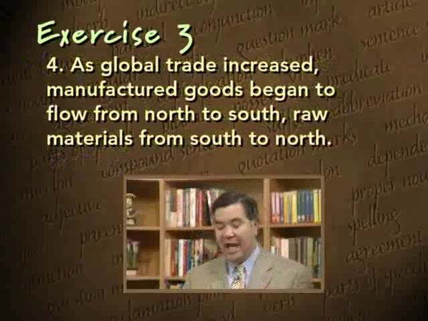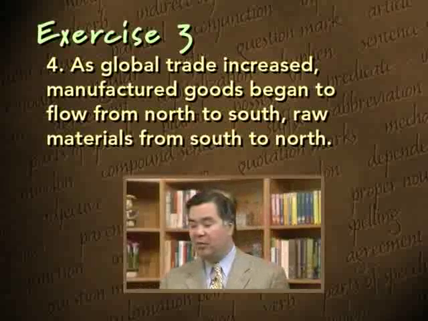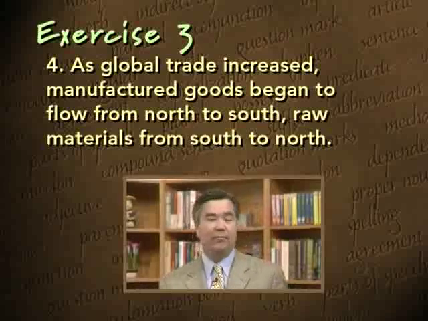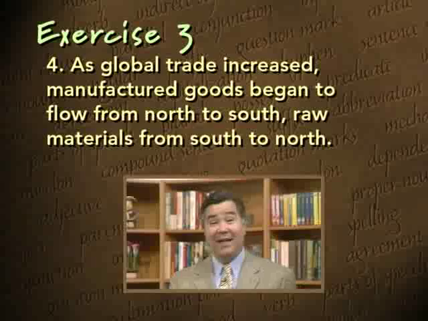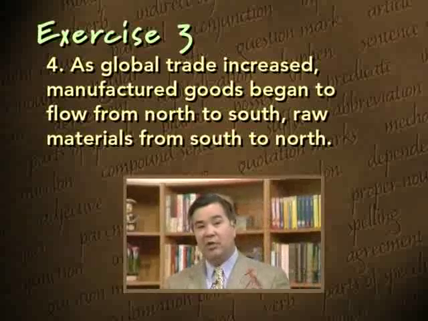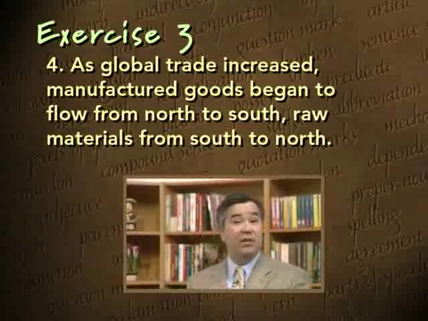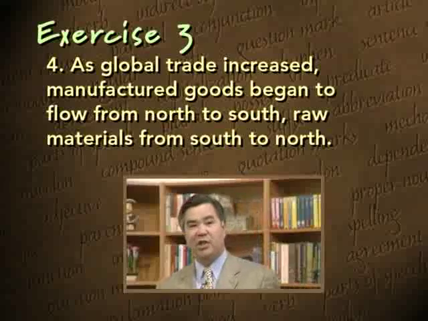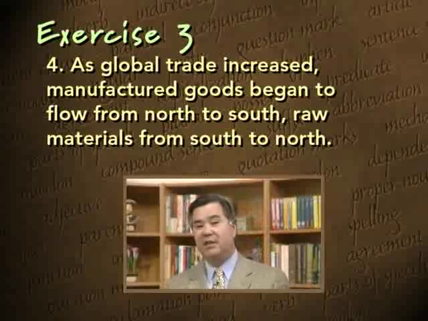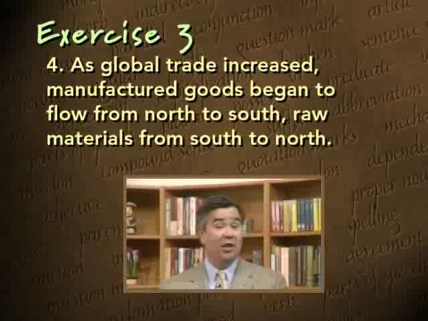Next example. As global trade increased, manufactured goods began to flow from north to south, raw materials from south to north. Once again, two closely related ideas talking about the flows of global trade. Now, certain words were omitted from the second clause just to save space and avoid needless repetition. The first clause says, manufactured goods began to flow from north to south. Those words began to flow are omitted from the second clause.